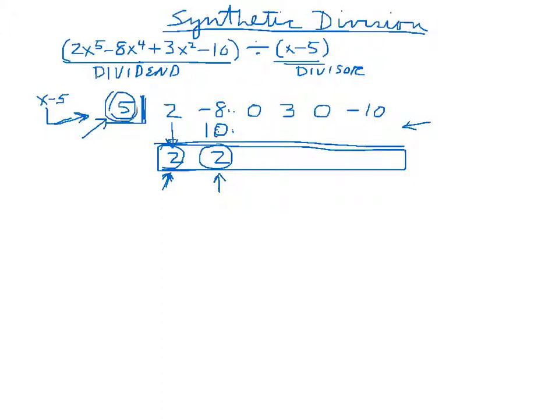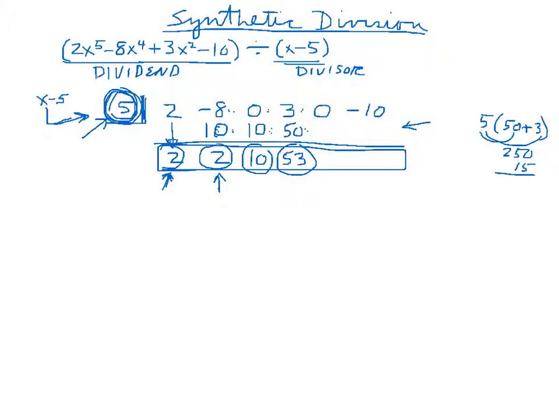2 times 5 is 10, 0 and 10 add up to 10. 10 times 5 is 50, add the 3 and the 50 and get 53. 53 times 5 is, going off to the side, 5 times 53. 5 50s is 250. 5 3s is 15, so that's 265.